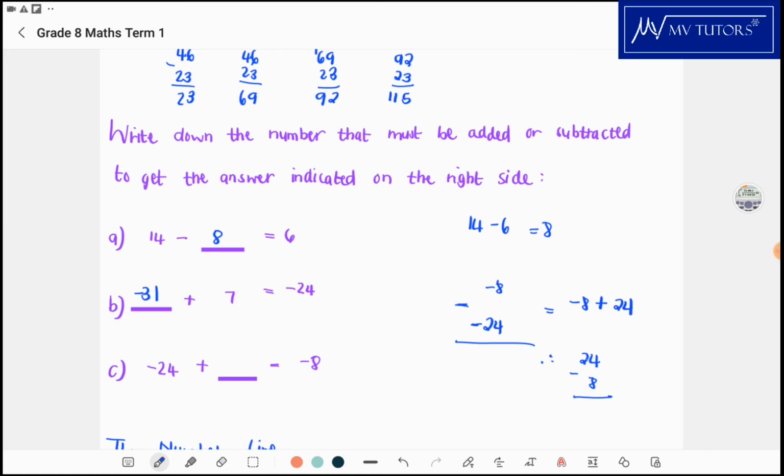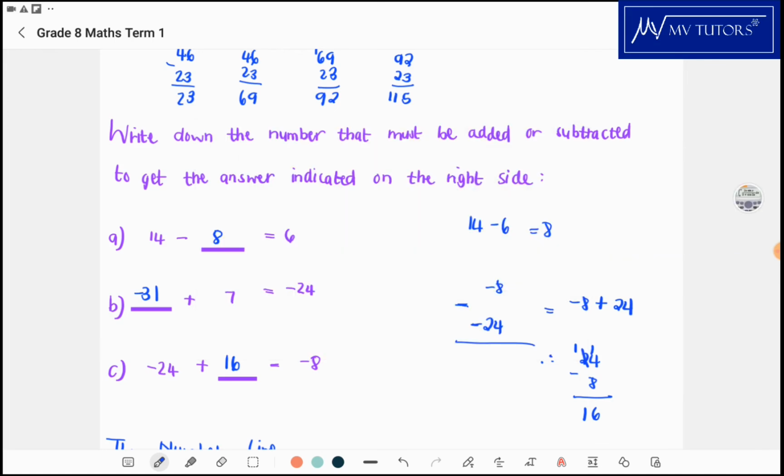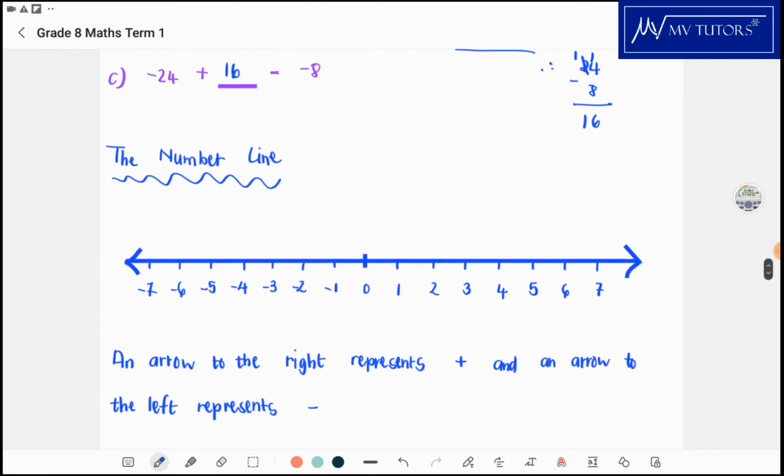So 4 minus 8, I need to borrow 1. So 14 minus 8 is 6, and then I have 16 there. So basically, if I have negative 24 and I add 16, I'll get negative 8. And if you're not sure, please always check with the calculator. So you have negative 24. If I add positive 16, I'm left with negative 8. Use a calculator just to verify, all right? But you need to do these calculations by yourself.